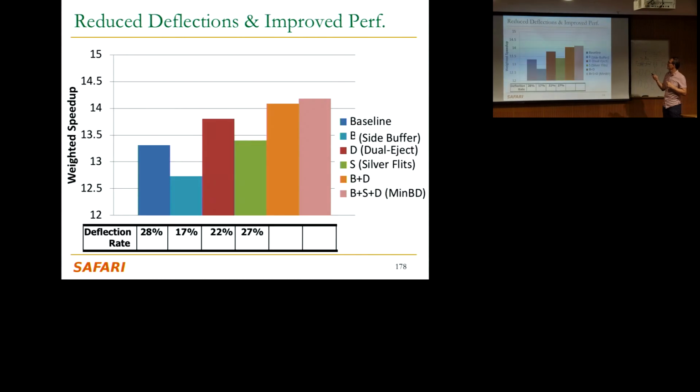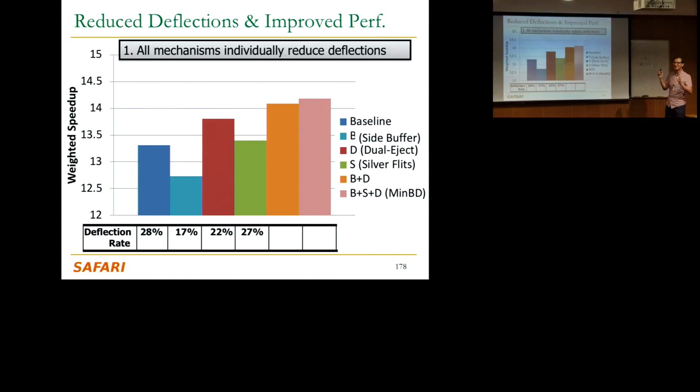That's a good question. Baseline is chipper, I think. These are averaged across many workloads. Basically, all mechanisms individually. So baseline is, I believe, either bless or chipper, but it's not said here. I believe it's chipper. All mechanisms individually reduce deflections. As you can see, it should be chipper.